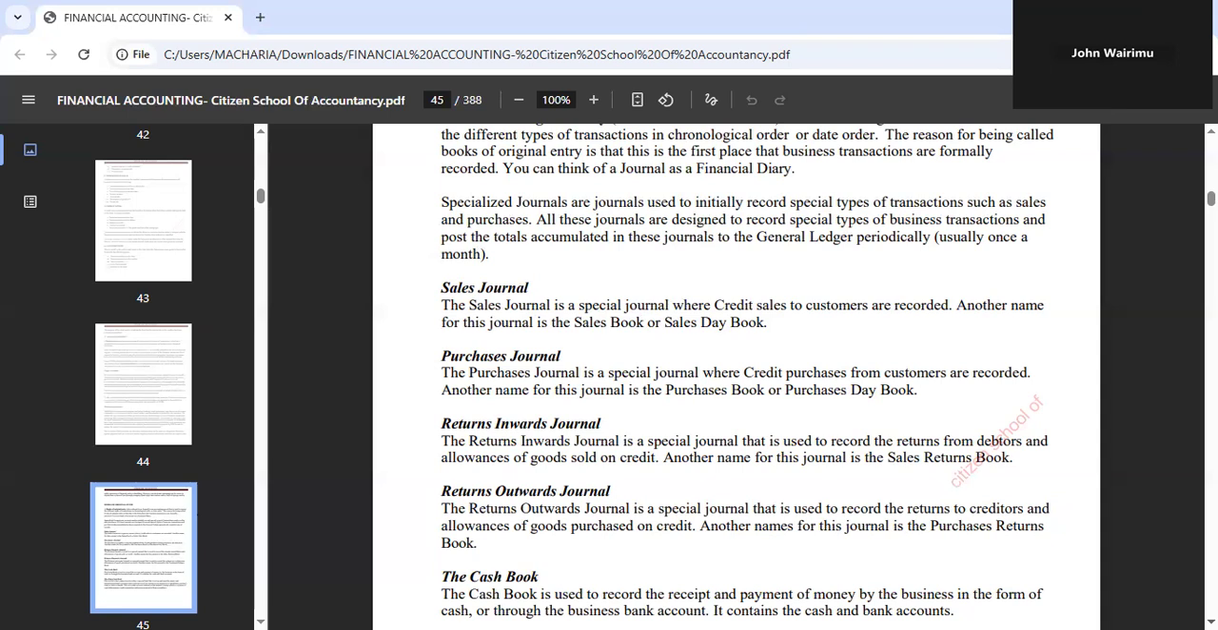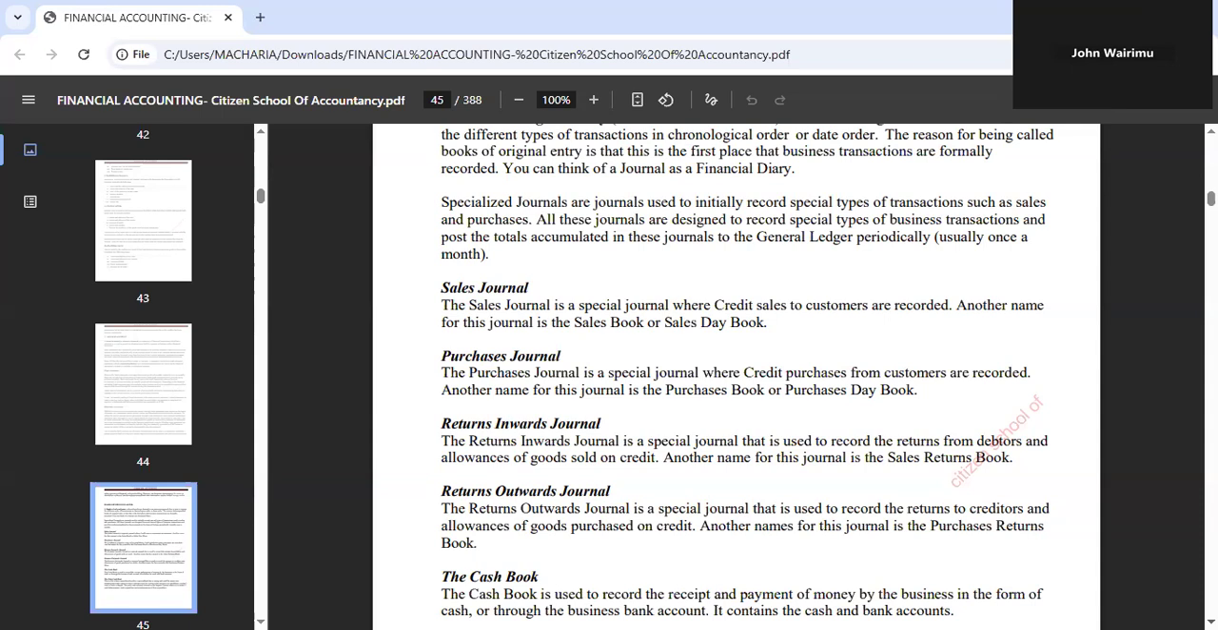Purchases journal, the same thing. The purchases journal is a special journal where credit purchases from suppliers are recorded. This is the first place you record credit sales and credit purchases.